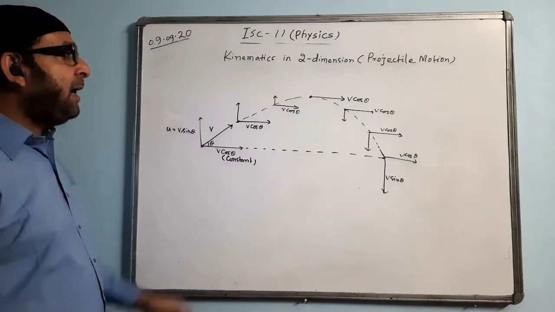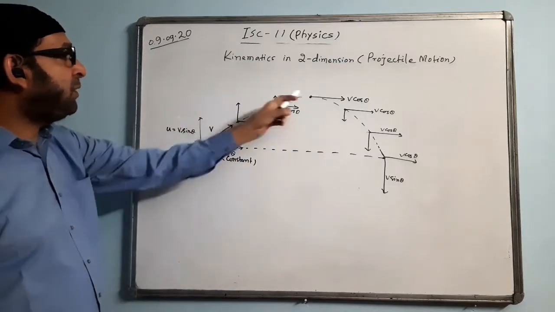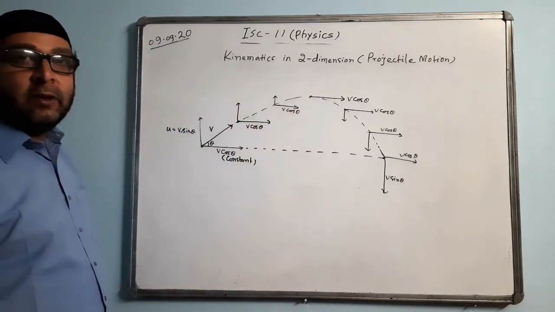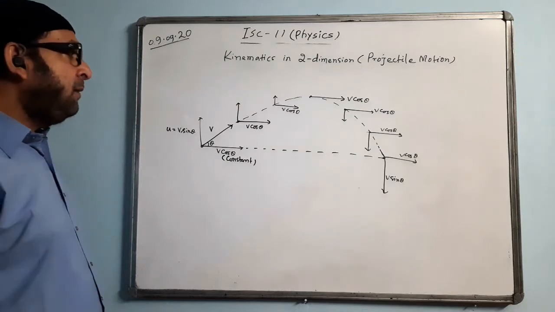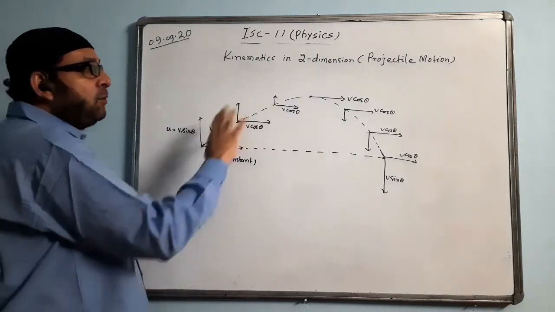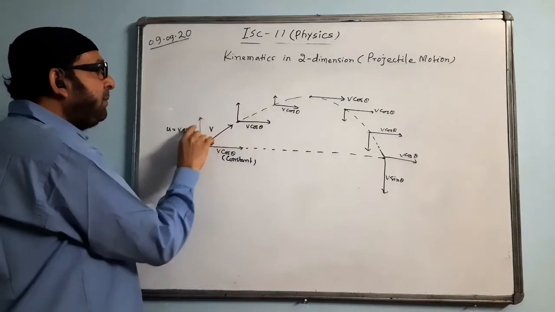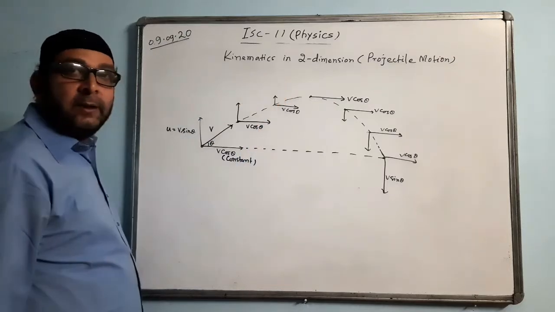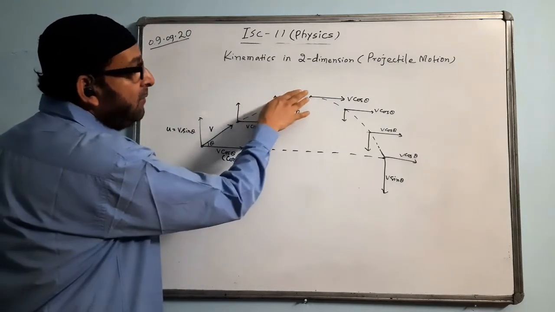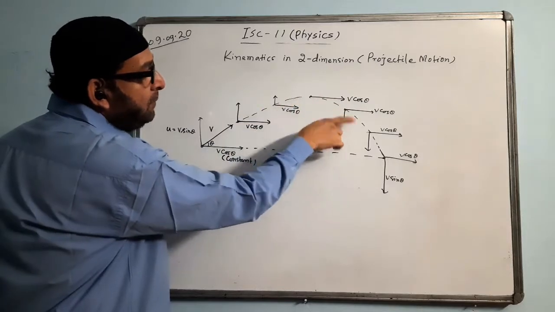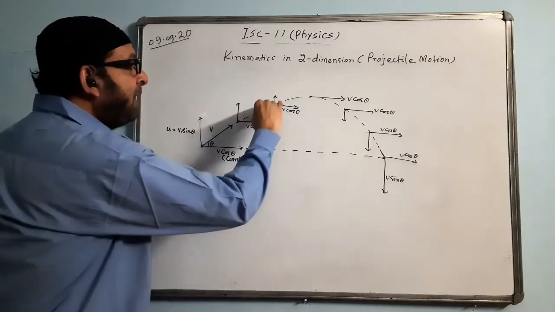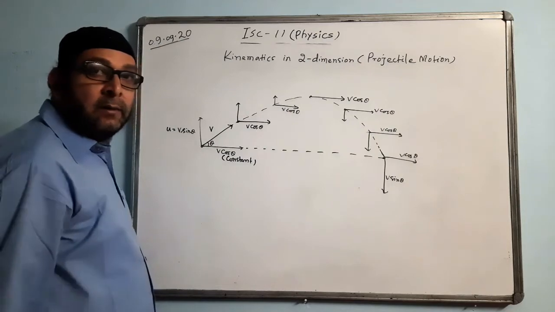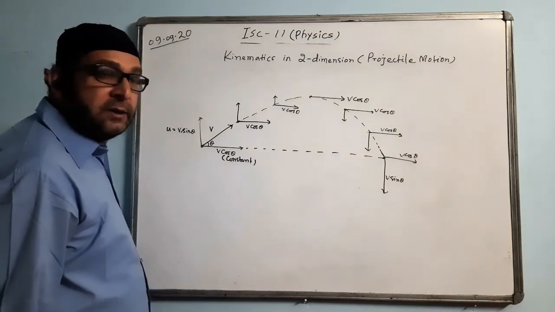So like this. At the highest point, vertical velocity will be 0. It will have only the horizontal velocity. Whereas at the other points, it will have both velocities, horizontal as well as vertical. The vertical value will keep on decreasing while going up, and the value of vertical velocity keeps on increasing when it is going down. At the same level, the speed will be the same because of the law of conservation of energy.